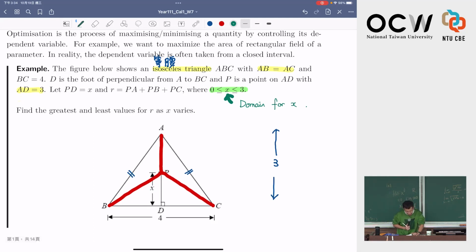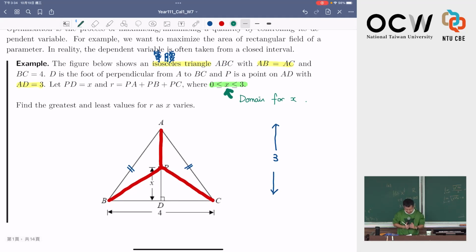And then what's the question? The question is: find the greatest and least value of r when x varies. So you want to optimize the function r. Of course, the first step is to write down what r is. r is PA plus PB plus PC. So let's write that down one by one. Firstly, PA: the difficult geometry, AD is 3, PD is x. So PA is 3 minus x.